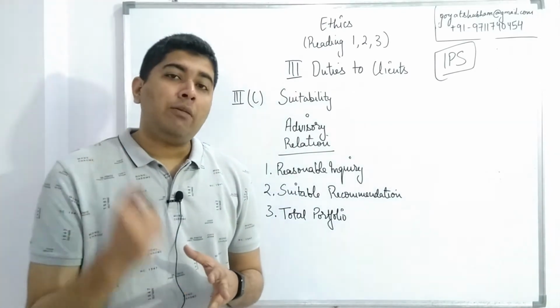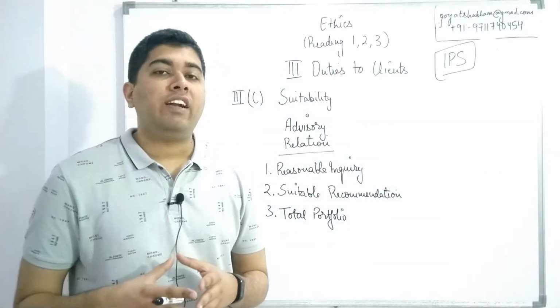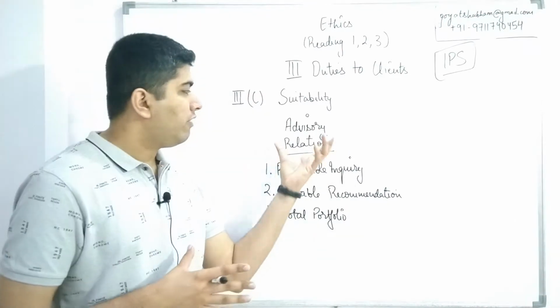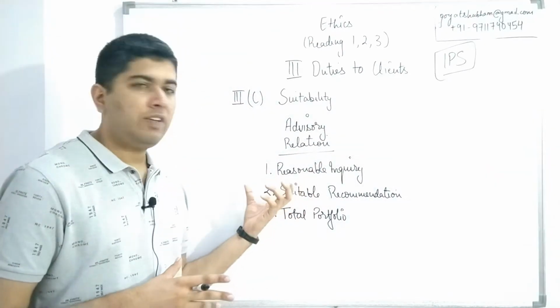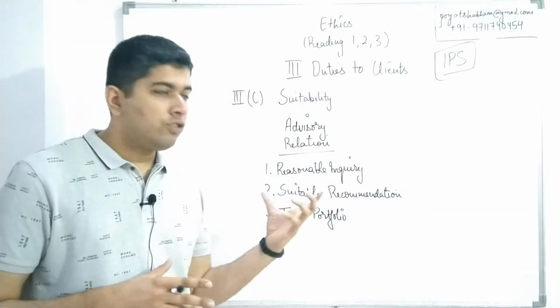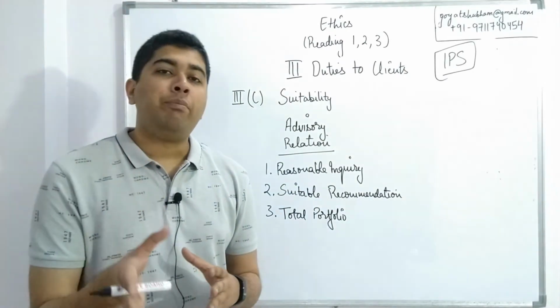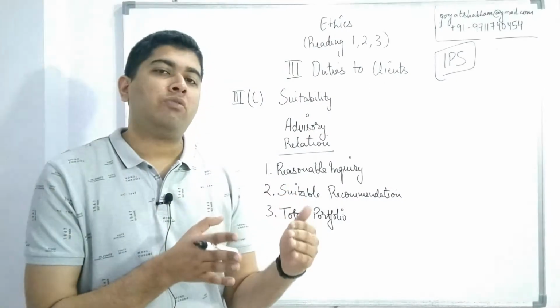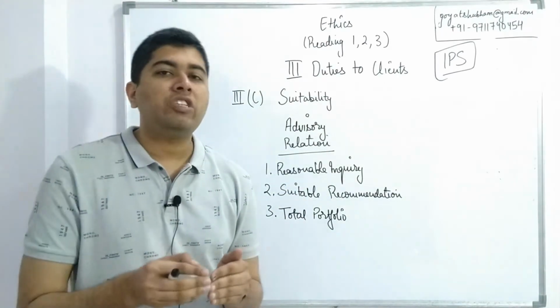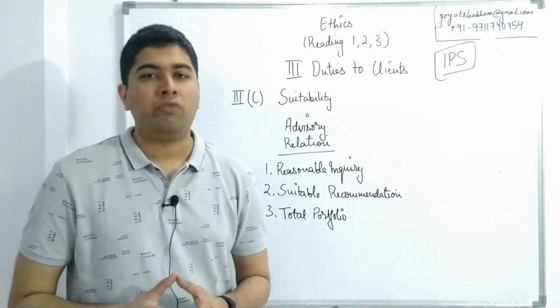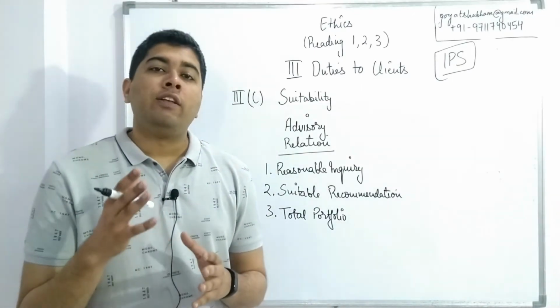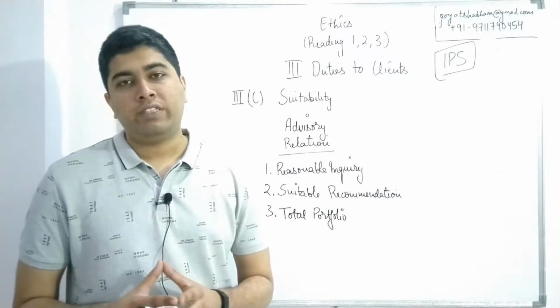So my responsibility as an advisor in an advisory relation is to make sure I'm making a reasonable inquiry, I'm suggesting suitable recommendations based on the IPS, based on the risk return profile of the investor, and I'm also checking whether those investments are suitable in the context of his total portfolio as well. So that is all about the advisory relation.